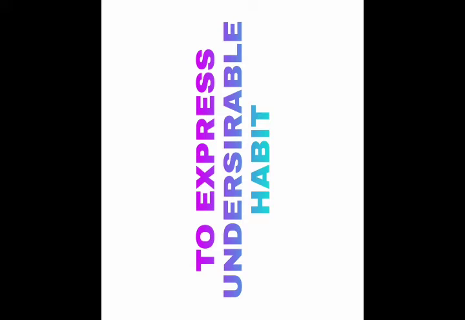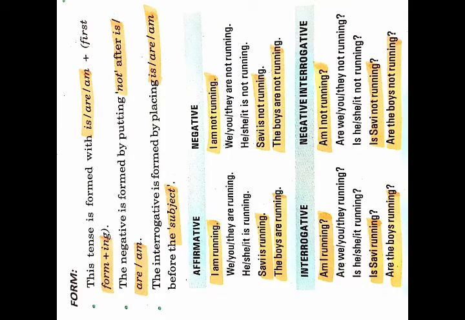Now let's move to the structure of the sentence. It becomes very important to talk about the structure of the sentence. Students, this tense is formed with is, are, am, first form of verb plus ing. Like I told you, you say, they are running. With they, we have used plural verb are, first form of verb run and ing. The negative is formed by putting not after is, are, am. This means the negative of the sentence they are running will be they are not running.